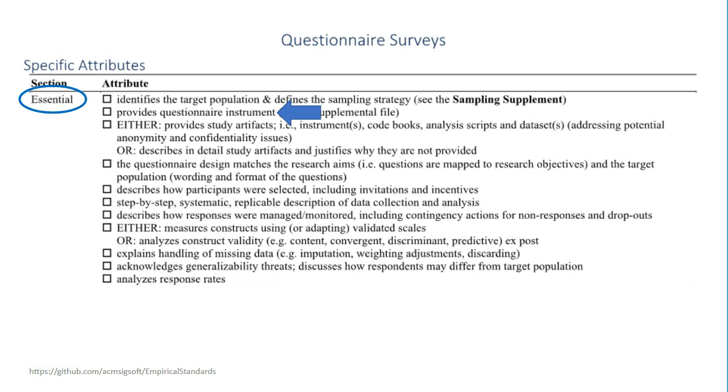Sometimes an expectation needs an either-or clause. For example, questionnaire studies should use validated scales. But if not, they can demonstrate good construct validity after the fact, and that's okay too.